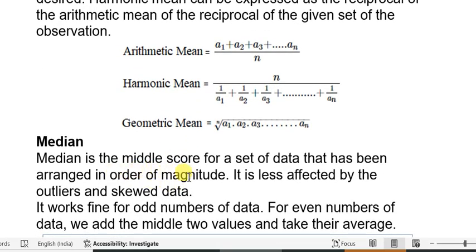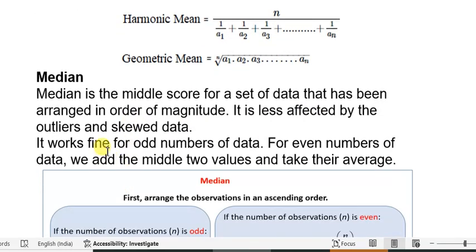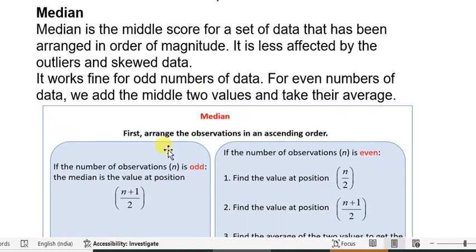Median is the middle score for a set of data that has been arranged in order of magnitude. It is less affected by outliers or skewed data. It works fine for an odd number of data values. For an even number of data values, we add the middle two values and take their average.